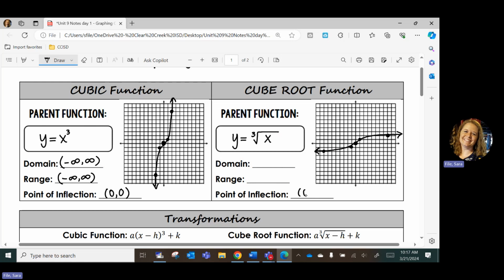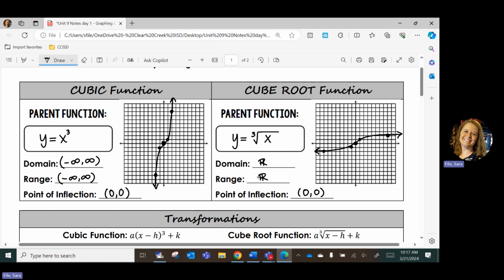What is the domain and range this time? Still all real numbers. And I'll put on this one the all real numbers symbol. That means the same thing. So you can use this interval notation that we did here, or you can use the all real numbers symbol. Those are both correct. You need to know both.